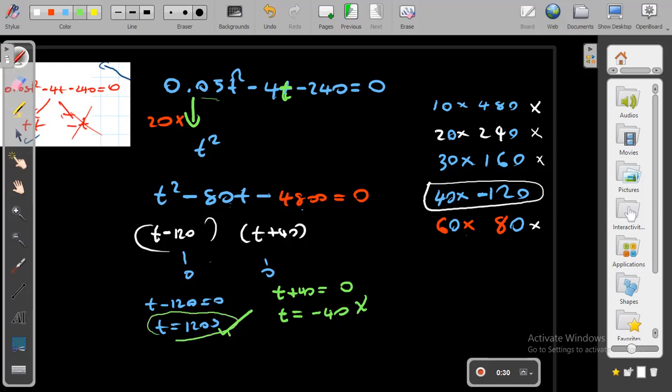It will take 2 minutes to get there. So this is how you solve this type of equation without a calculator. Okay.